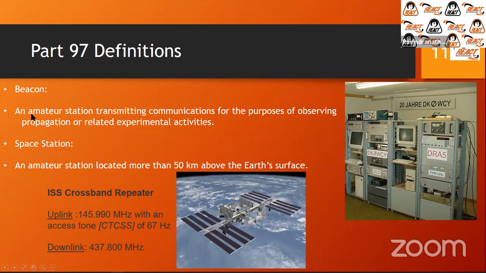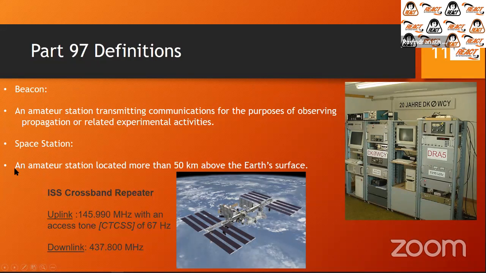Beacon. A beacon is an amateur station transmitting communications for the purpose of observing propagation or related experimental activities. So I think this here is an example of what a beacon station looks like. A very big beacon station, right? I think somewhere in Germany, all right? And it transmits a signal so that you can see, are you hearing that signal? And if you're hearing that signal, that means propagation is good, meaning that the signals are coming across to you very nicely. So you can probably communicate with a ham on a similar band. That's the purpose of a beacon, all right?